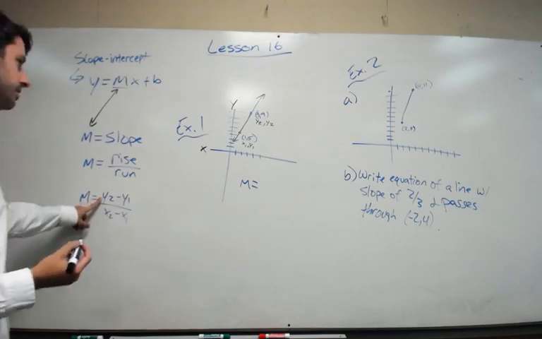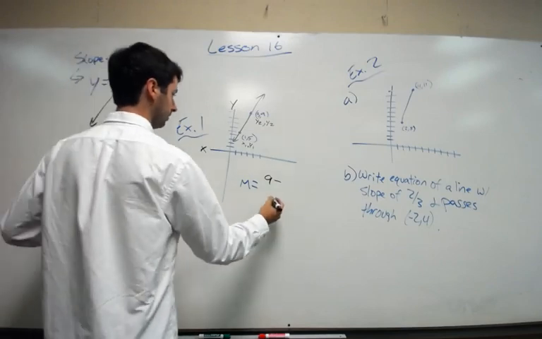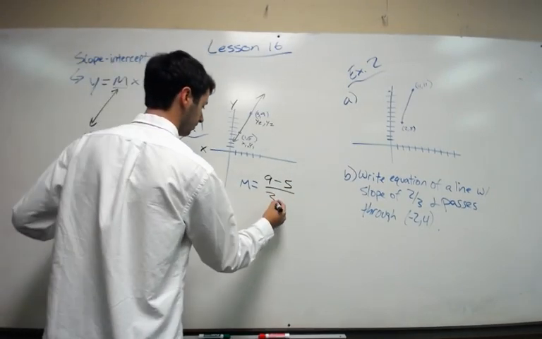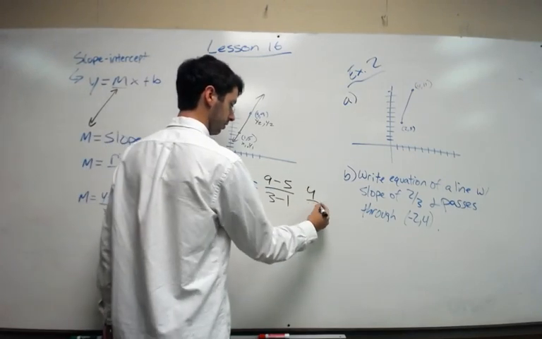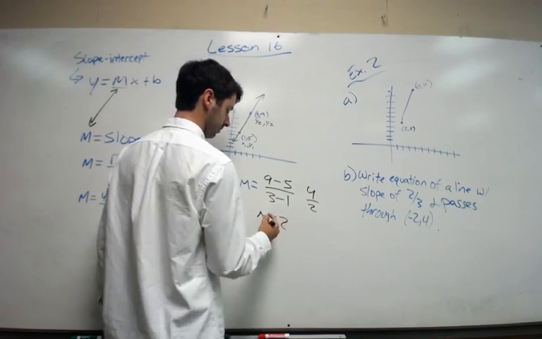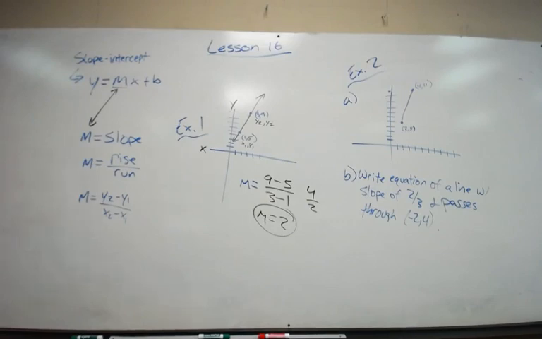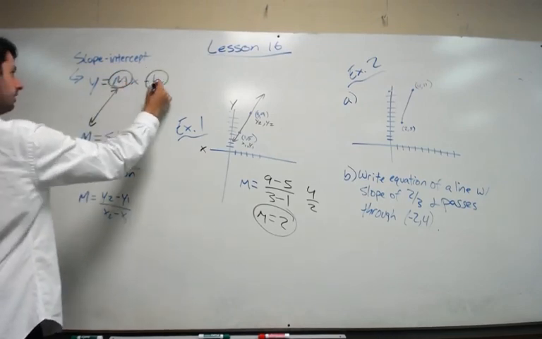So y2 is 9, y1 is 5, so 9 minus 5 over x2, 3, minus 1. That solves to be 4 over 2. Reduce that to be 2 as your slope. So that is how you find the slope in the slope-intercept form. And in order to graph, you will always need the slope and the b.